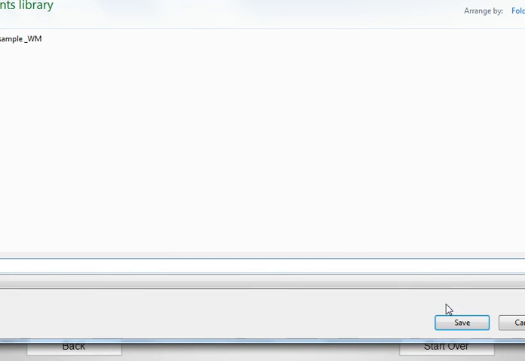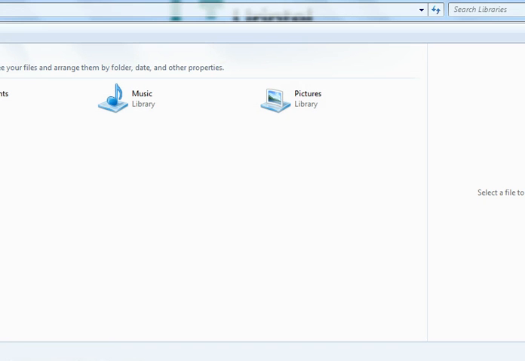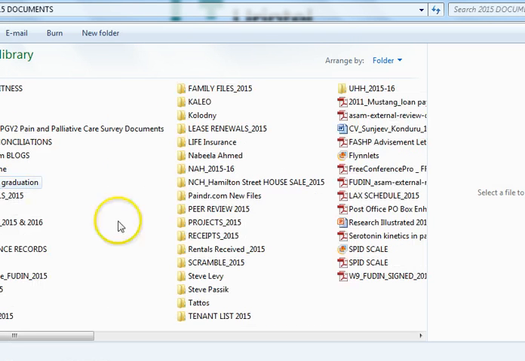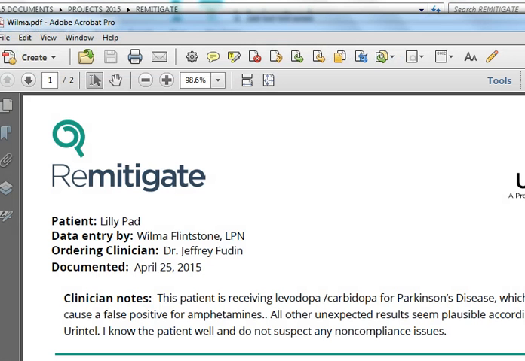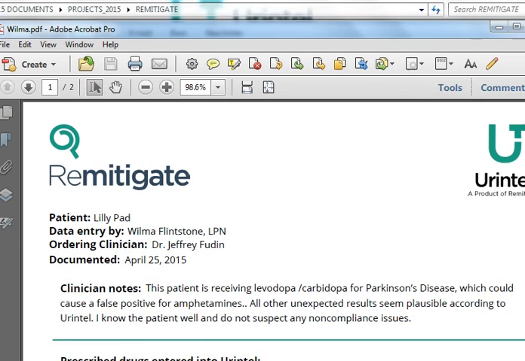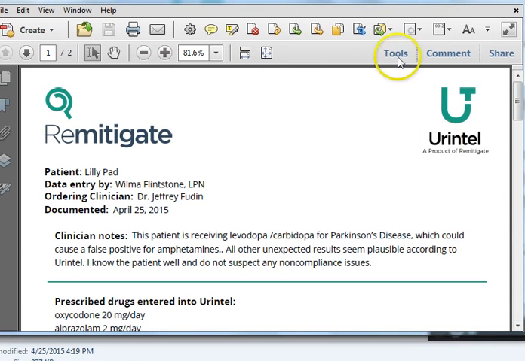So we're going to print this, and we're going to call this Wilma, and let's see, we're going to save this, and after we save it, we will open it up. I just got to find it. And there it is. There she is, Wilma. Okay, so Wilma, let me just make this a little narrow for you so you can see what's going on. So there we go. This is what the report is going to look like for you.